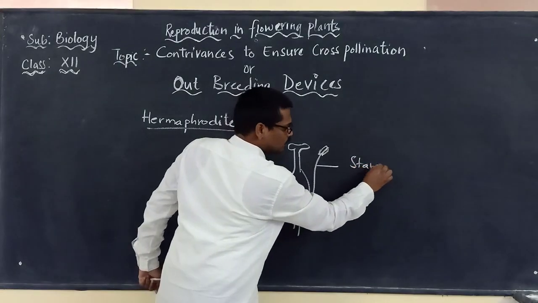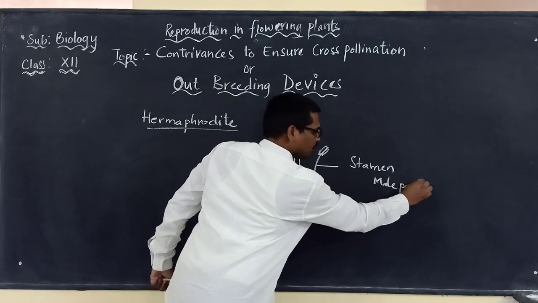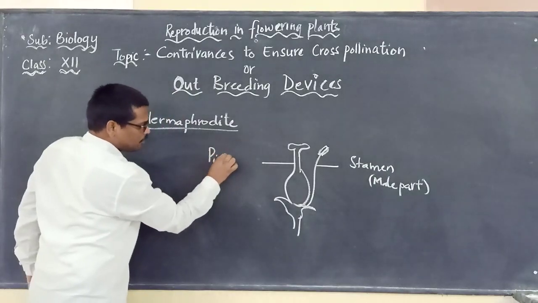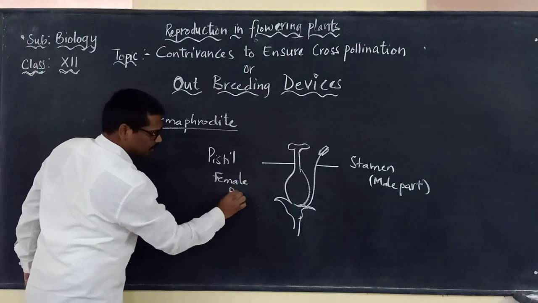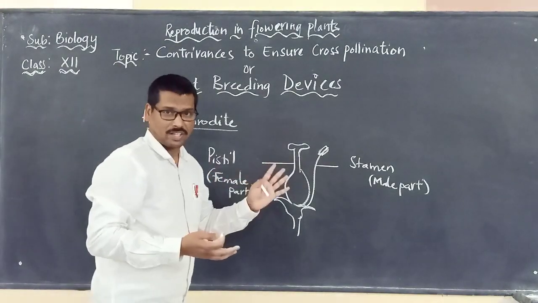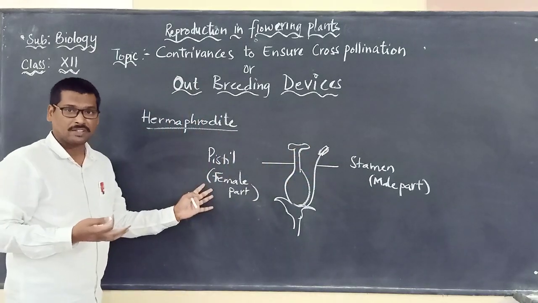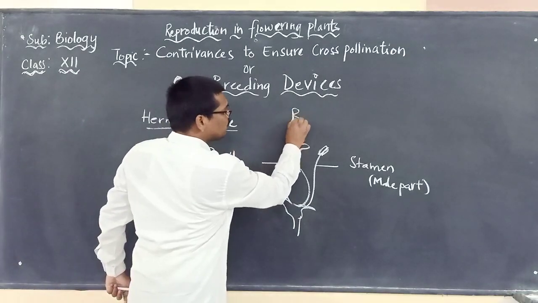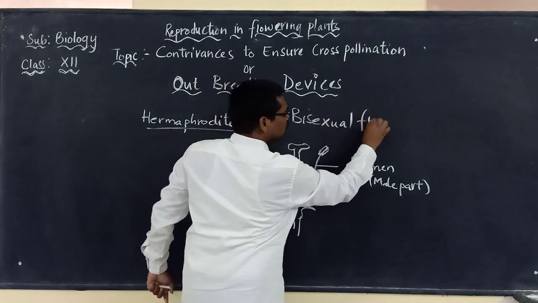You already studied that the male part of the flower is the stamen, whereas the pistil is the female part of the flower. When a flower consists of both these sex organs, the stamen, the male part, and the pistil, the female part, we call it hermaphrodite. Otherwise, the common word that we use is a bisexual flower.